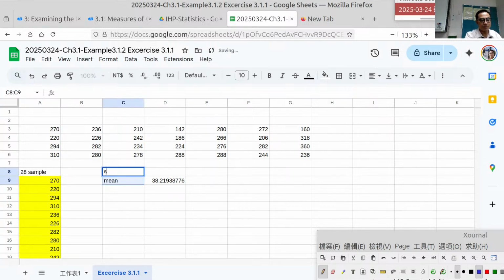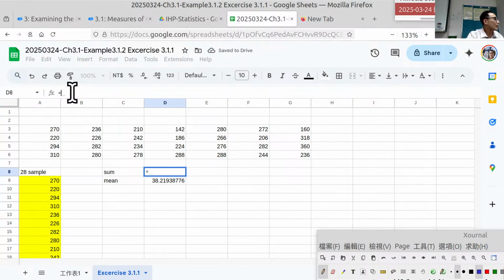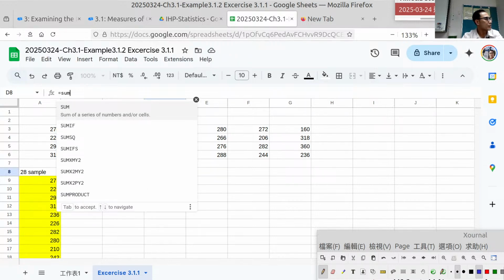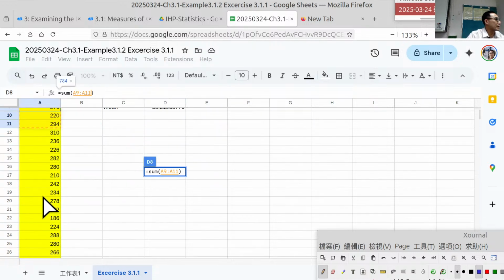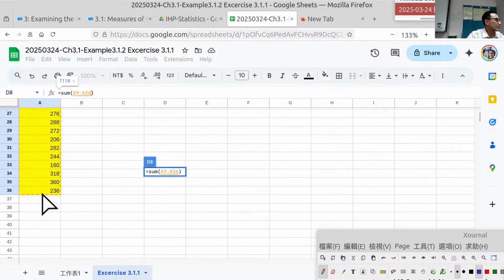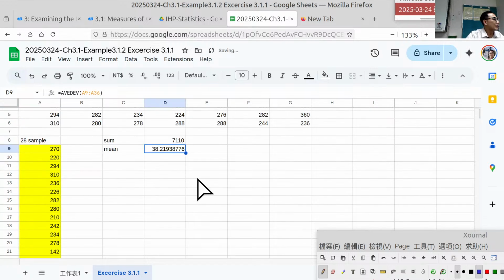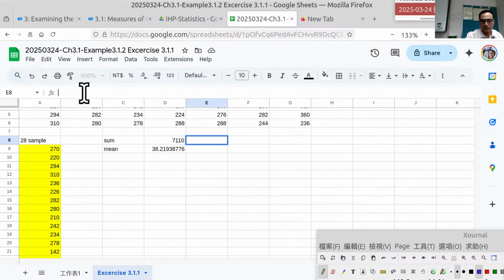For example, the sum. And here, type equal sum, parentheses, select this one, and click enter. So the sum of 28 values is 7110, and here you can calculate divided by 28.